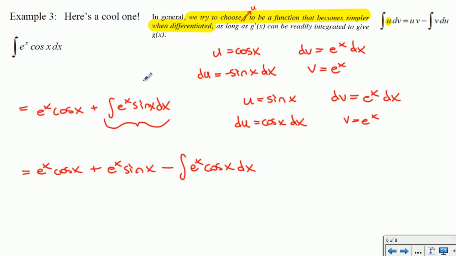So now it looks like we're in a bit of a jam. We got back to the original integral. And it's possible we got ourselves into this mess by making the wrong choice for u and dv. So let's try picking something different for u and dv from the start.